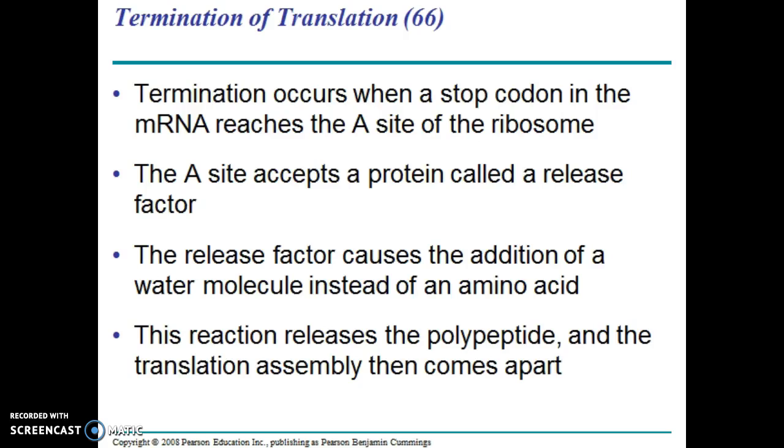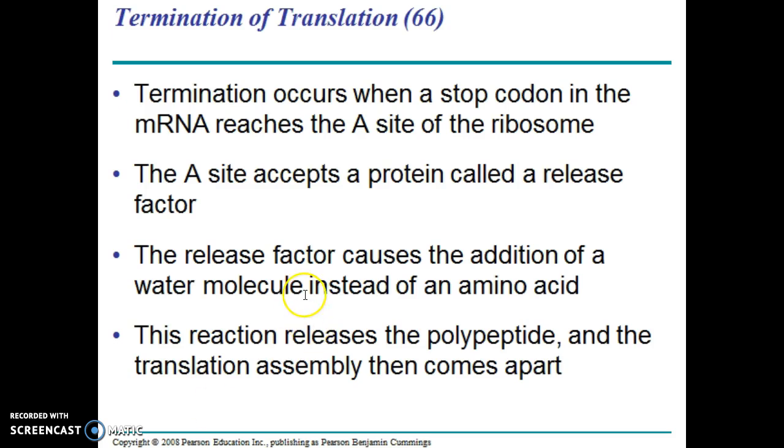Alright, I believe this is the slide we left off on. We were on question 66, which is termination of transcription. If you watched that video that I posted before this one, it summarizes the two processes of transcription and translation tied together. Translation did go kind of quick there at the end, but it served the purpose. I'm going to go back and talk about termination again really quickly.